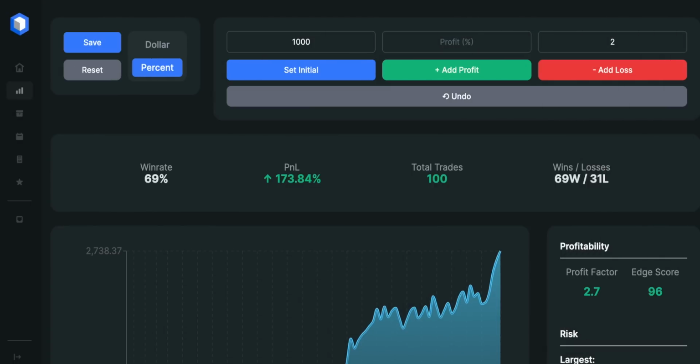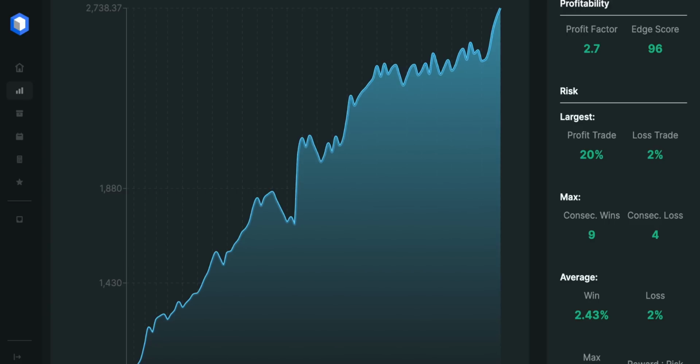Alright, I just finished the backtesting and the results for the strategy are really good. The win rate is 69%, which is crazy high for a 1 minute scalping strategy, and we gained over 173% profit on our account after 100 trades. I found those 100 setups within 2.5 months. The profit factor for the strategy is 2.7 and we had 9 consecutive wins against 4 consecutive losses.